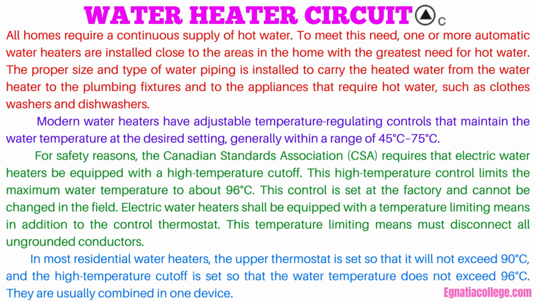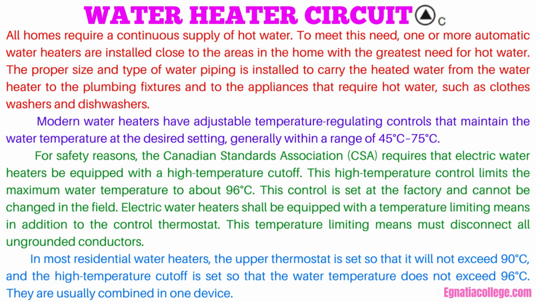Modern water heaters have adjustable temperature regulating controls that maintain the water temperature at the desired setting, generally within a range of 45 to 75 degrees Celsius. For safety reasons, the Canadian Standards Association (CSA) requires that electric water heaters be equipped with a high-temperature cutoff. This high-temperature control limits the maximum water temperature to about 96 degrees Celsius. This control is set at the factory and cannot be changed in the field.